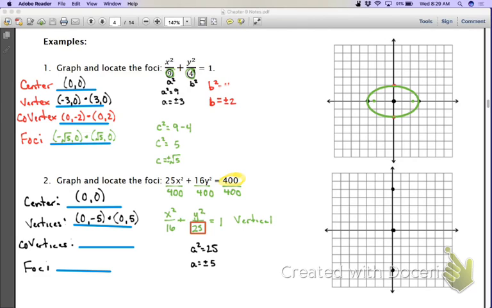And then I'm going to do the same thing with my b value, or my x value with 16, and b is going to be equal to plus or minus 4. So now my co-vertices are going to be at positive 4 and negative 4, but they're going to be with my x value.